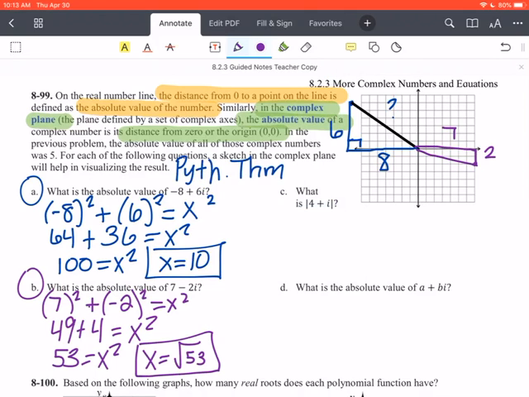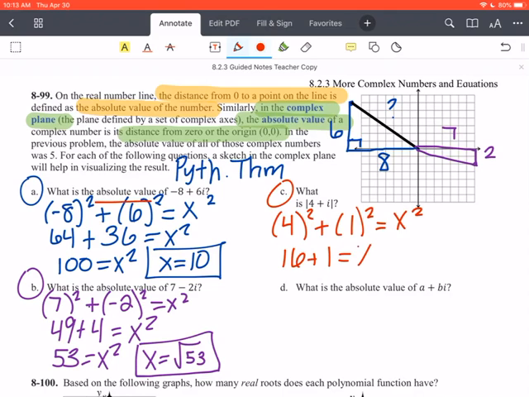Okay. So now on C, you think, oh no, that's a new problem. But look what they did. They replaced the words absolute value with the absolute value symbol. So what are we really doing here? We're finding the absolute value of 4 plus 1i. When there's not a number there, it's 1. So we have 4 squared plus 1 squared equals x squared. So we have 16 plus 1 equals x squared. So 17 is x squared. Square root both sides. We get x equals the square root of 17.